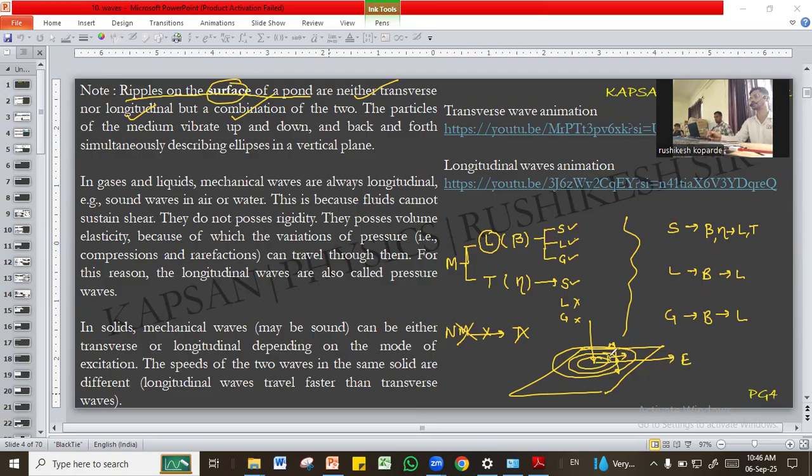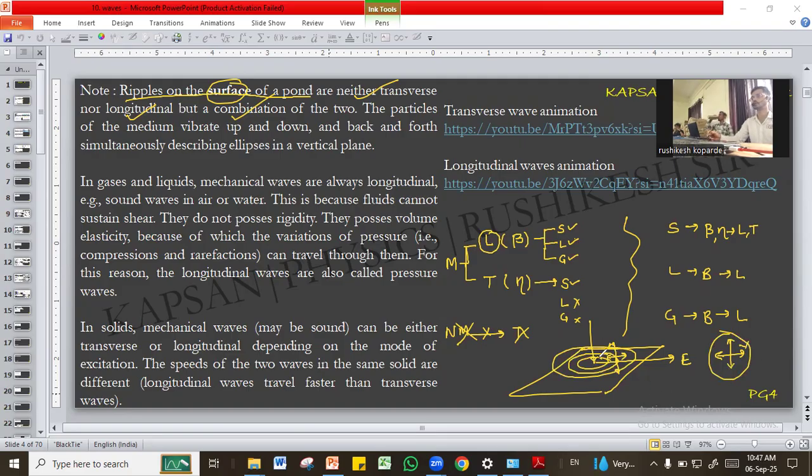Means there are two SHMs which are simultaneously acting on that particle. Means this particle has oscillations along horizontal direction as well as vertical direction. So resultant motion will be ellipse or elliptical motion, clockwise or anti-clockwise depending upon the phase difference.